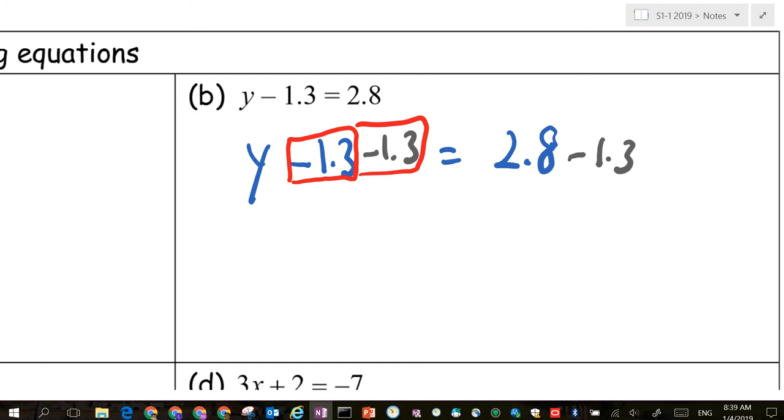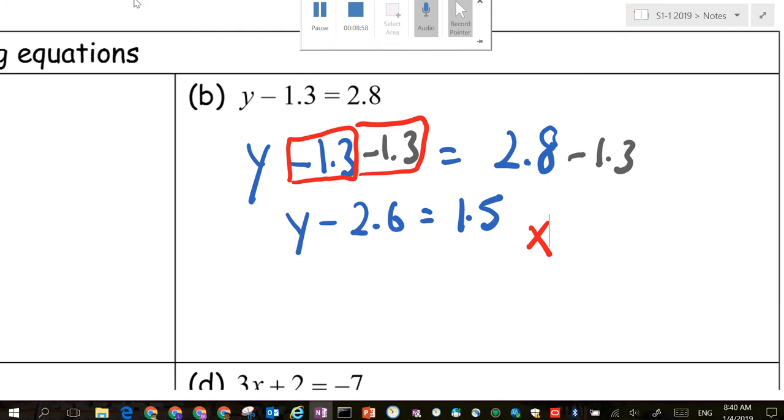Can you write down y equals to y minus 2.6 equals to, calculator again. Press 2.8 minus 1.3. Isaac will tell us the answer. What is 2.8 minus 1.3? Do you know this is wrong? Why? Now, what is the end result? My end result is I want to know y is equals to what?